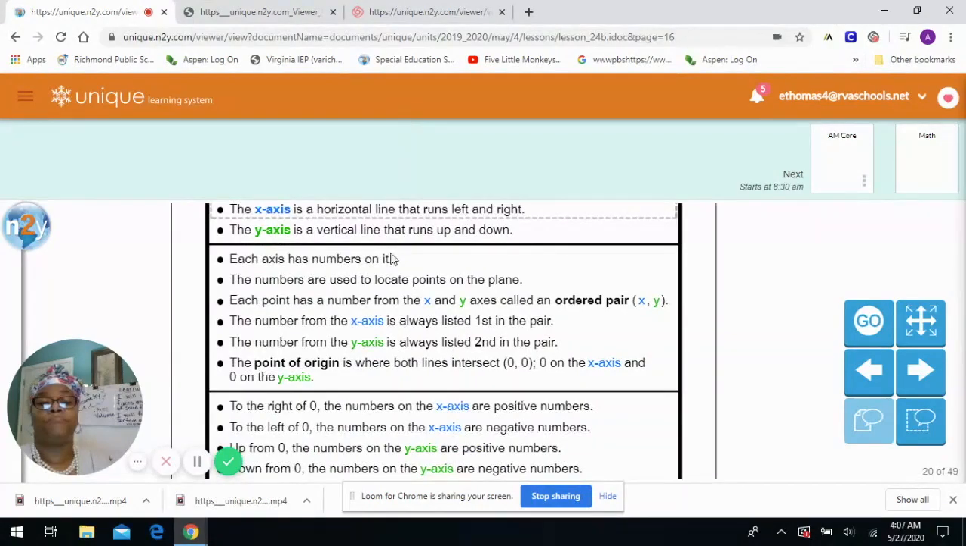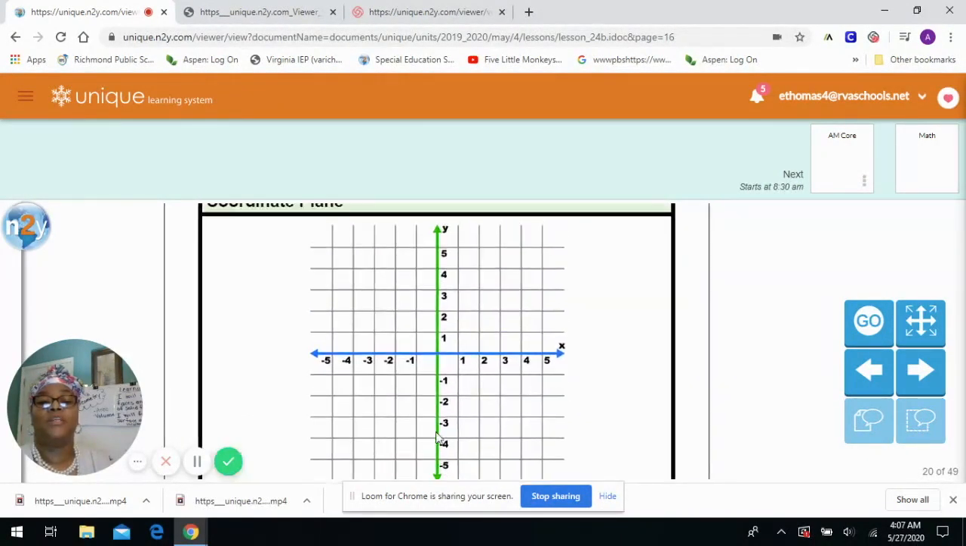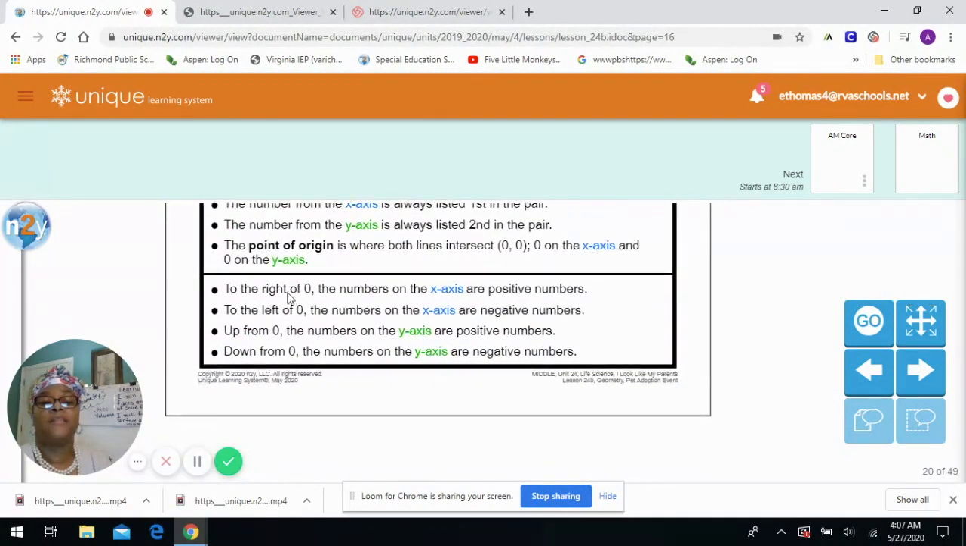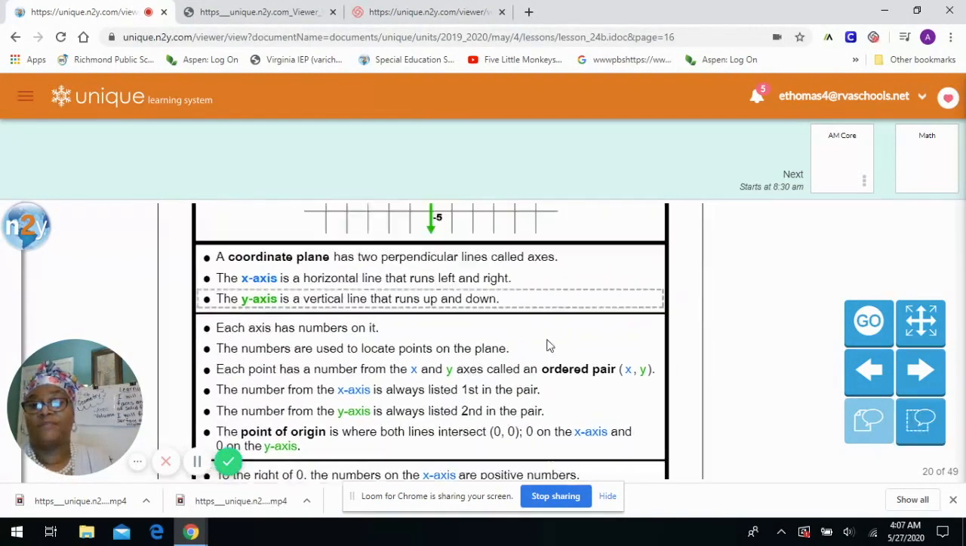All righty. Now, from 0, the numbers on the y-axis are positive, so going up. So let's find the 0. That's 0, so going up. All of them are positive. And going down from 0, all of them are negative. It says down from 0, the numbers on the y-axis are negative numbers. All right, so we have to look at that.